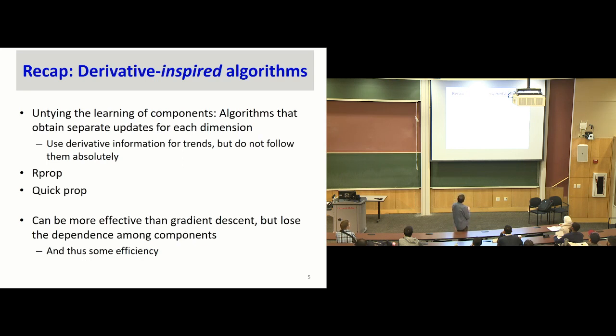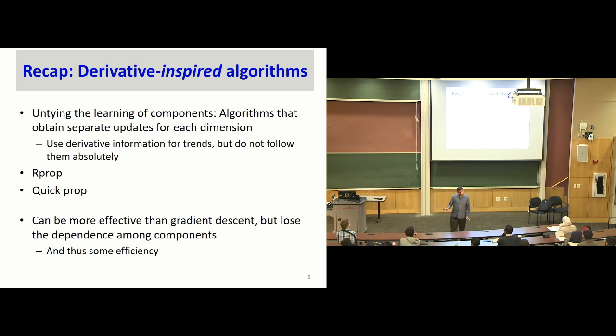So we ended with looking at some derivative inspired algorithms where you try to untie the learning of components, algorithms which obtain separate updates for each dimension, and basically only use the derivative information for trends. Specifically, we saw RProp and QuickProp. We didn't see QuickProp in class, but I'm very sure you've all been very good students and you've looked at the slides, right?